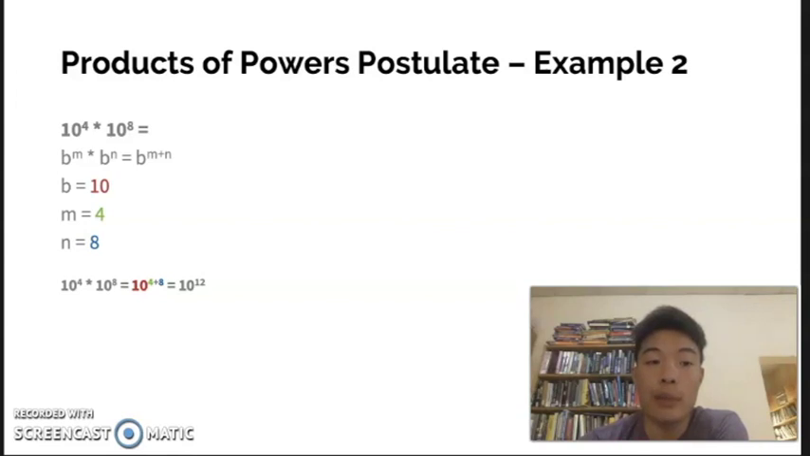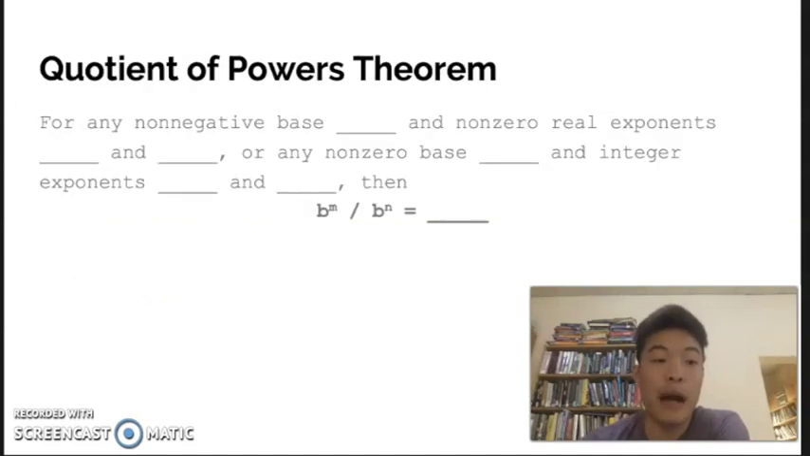Now that we have finished the product of powers postulate, we are going to move on to the quotient of powers theorem. This is very, very similar to the product of powers postulate. So the quotient of powers theorem states that for any non-zero base b and integer exponents m and n, b to the power of m divided by b to the power of n equals b to the power of m minus n.